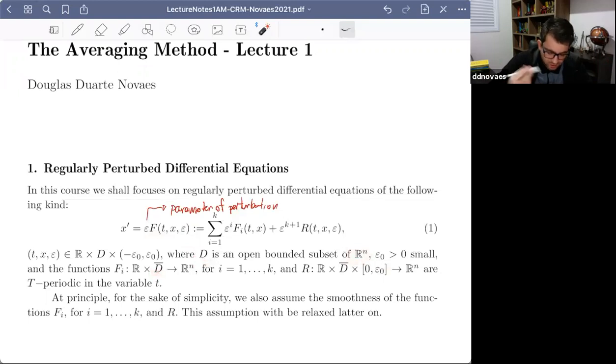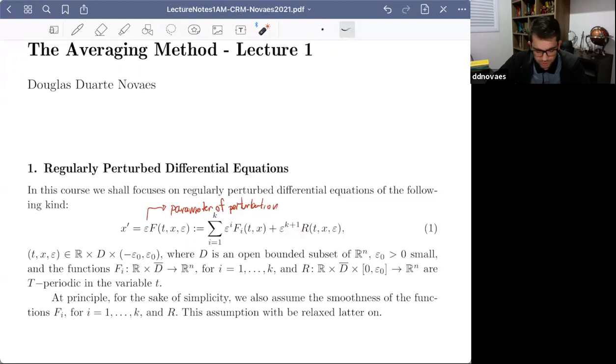So f is at least a continuous function on R times the closure of D times minus epsilon 0. It is usual to have this function f given as a power series of epsilon up to some order k. In this case, f_i is the coefficient in this power series of epsilon to the power i, and r is just the remainder of higher order terms of epsilon. It always comes with an epsilon^(k+1) multiplying the function.